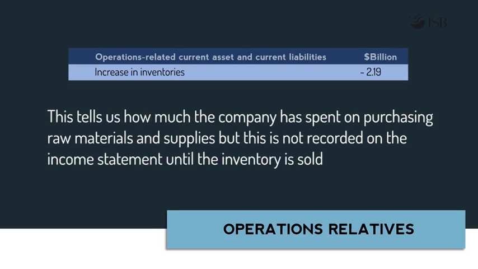This tells us how much the company has spent on purchasing raw materials and supplies, but this is not recorded on the income statement until the inventory is sold. In other words, it tells us how much cash the company has tied up in inventory. Consequently, the net income overstates how much cash a company has at the end of the year, and any increase must be deducted from net income.